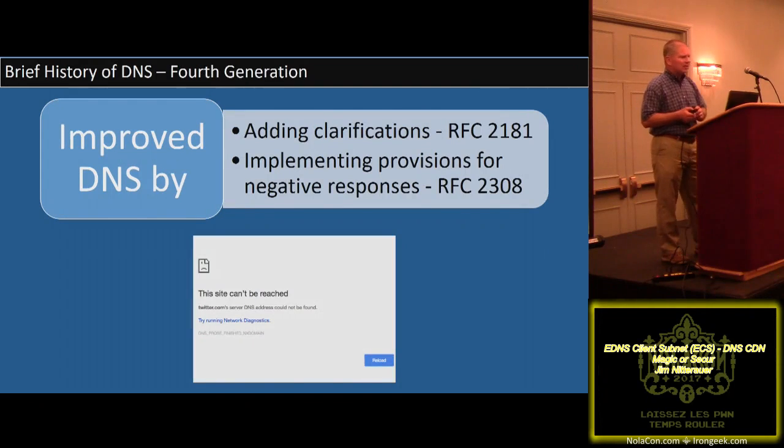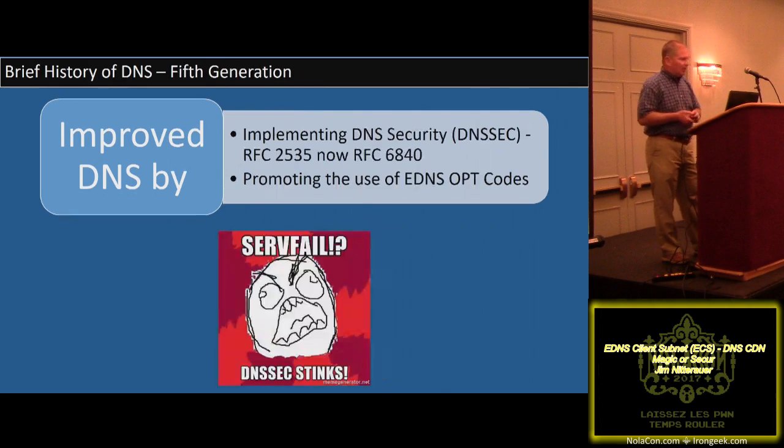Fourth generation DNS added some clarifications for the structure of DNS, and it implemented provisions for negative responses, which are called NXDOMAINs. Fifth generation DNS implemented DNSSEC, which everybody knows kind of sucks because not everybody does it right. If everybody did it, it would work. Nobody does it right, especially the .gov domains.